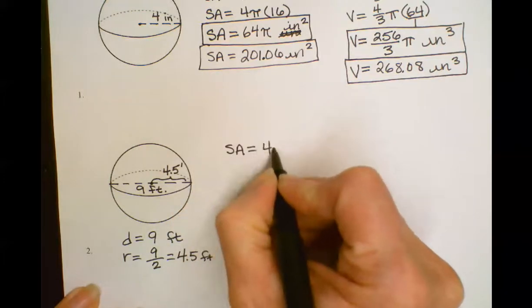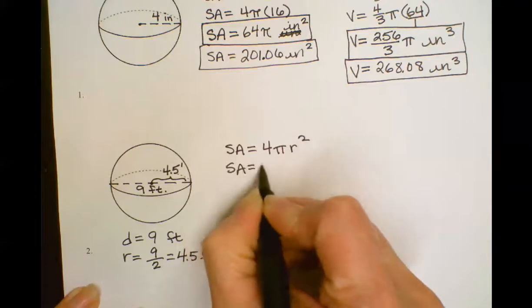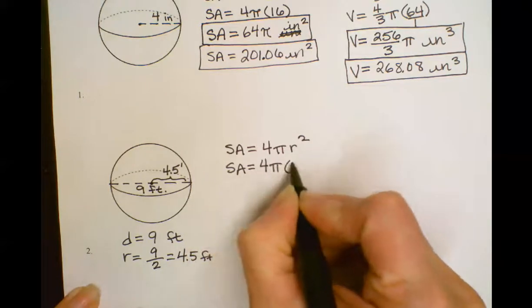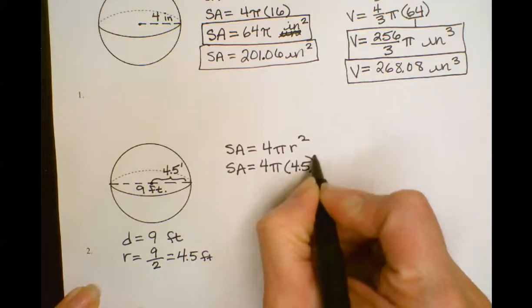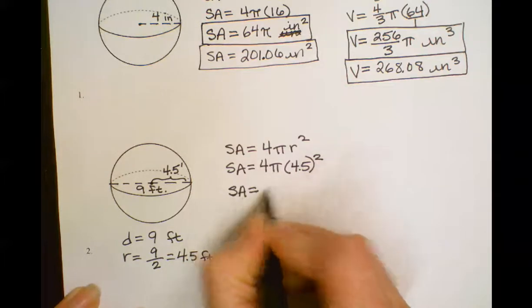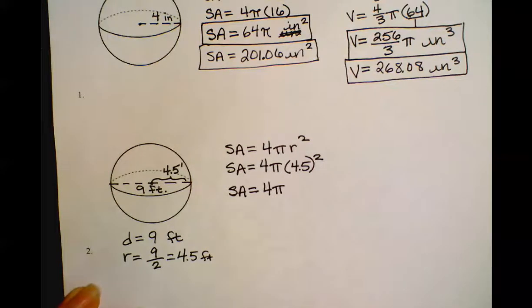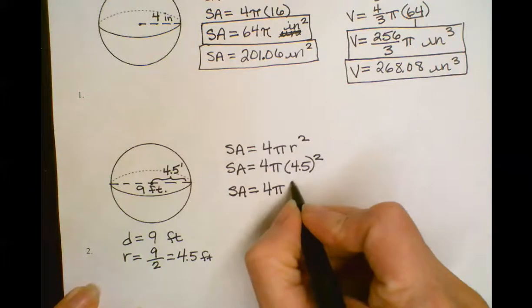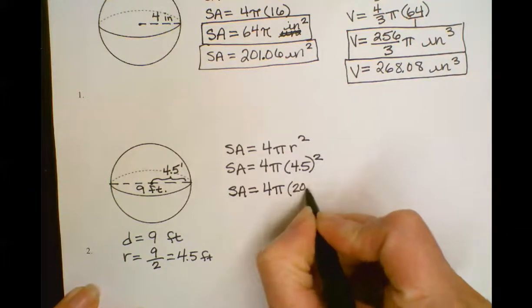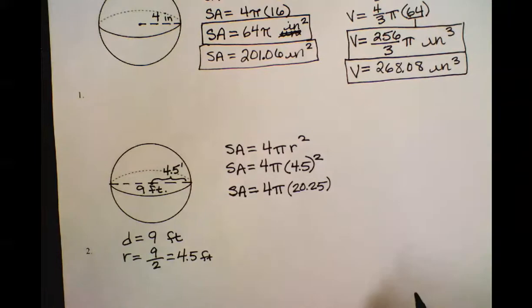So surface area, 4 pi r squared, becomes, substituting now the radius, in this case 4.5, and I'm going to enlist the help of my calculator here. I want to square that 4.5. Now, when I do that, even though it's going to give me a decimal answer, don't round this decimal answer. You want to keep it exact. So in this case, 20.25 is 4.5 times itself.